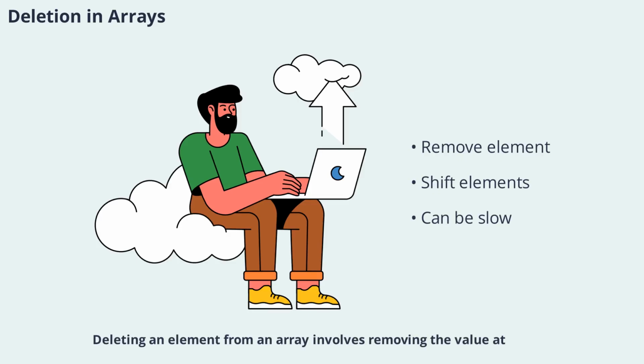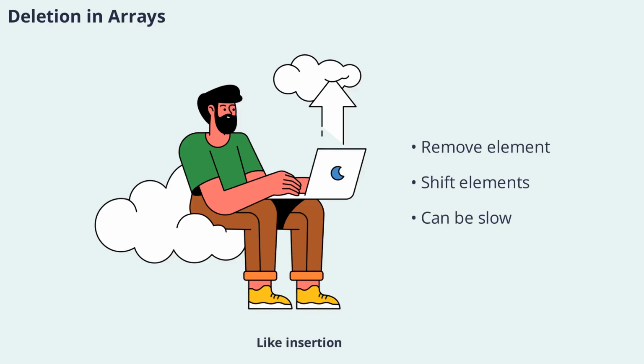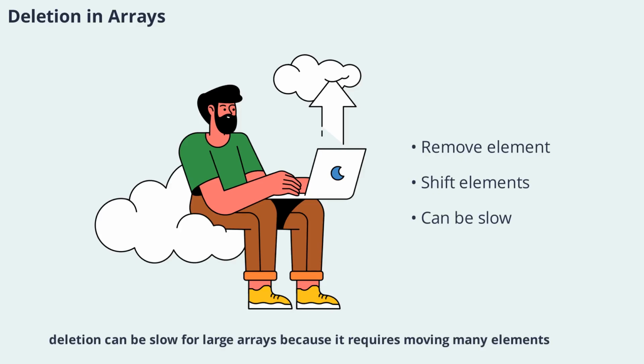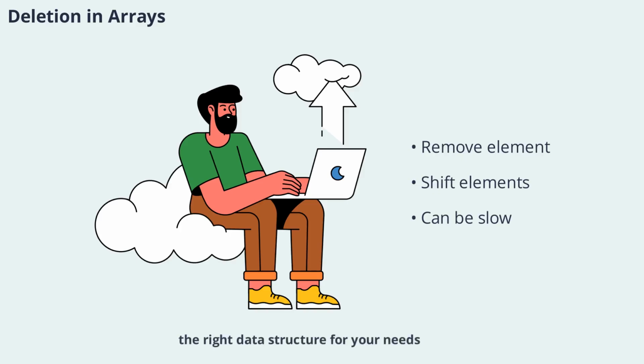Deleting an element from an array involves removing the value at a specific index and shifting the remaining elements to fill the gap. Like insertion, deletion can be slow for large arrays because it requires moving many elements. Understanding these limitations helps you choose the right data structure for your needs.